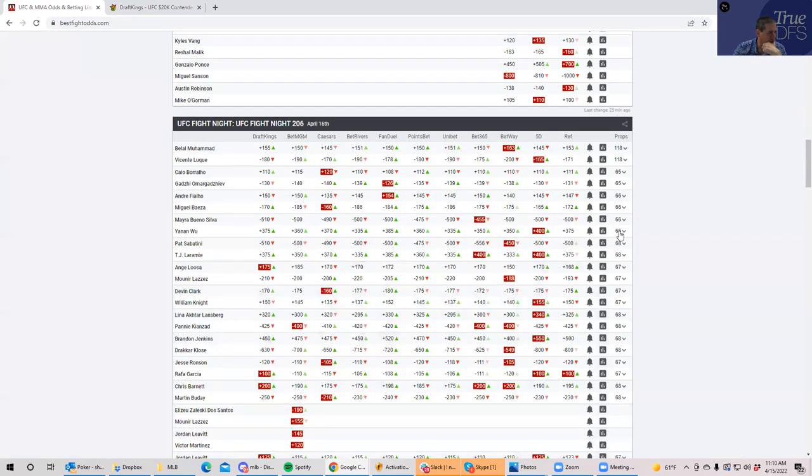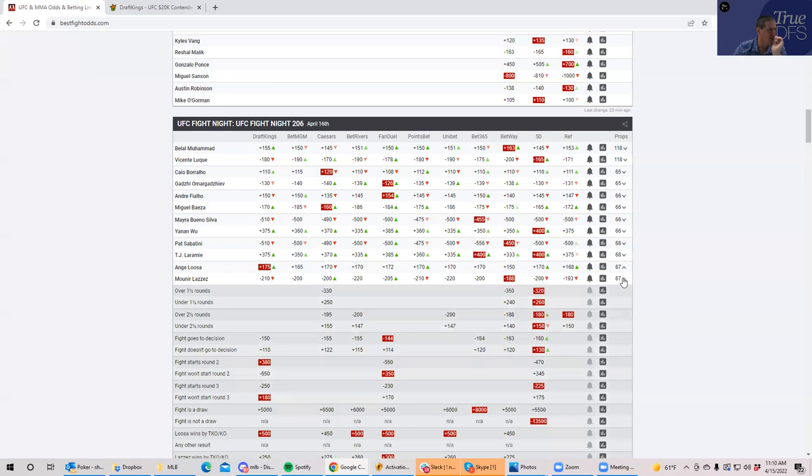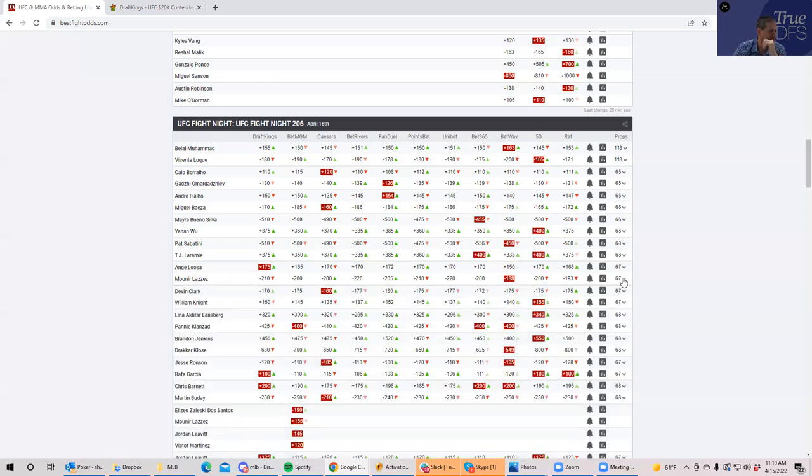So again, we'll move down the card here a little bit. Ang Lusa against Munir Lazzez. All right. So the thing that's interesting about this fight is this. First of all, from a numbers perspective, let's see what we got. We have the fight doesn't go to decision line. Not that great. Grappling upside, I've heard mixed things. I'm not exactly sure where that lies here.